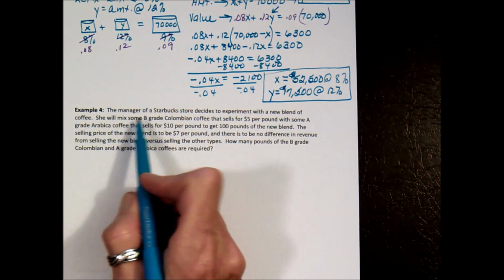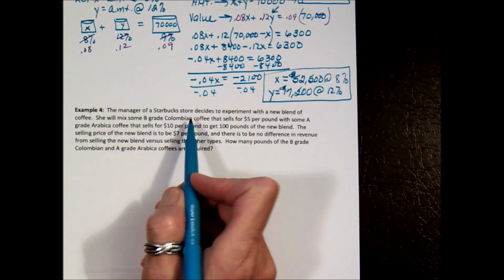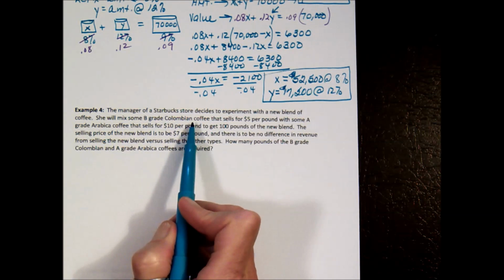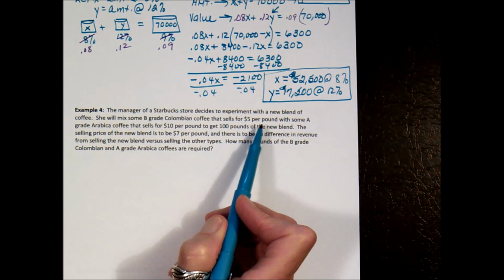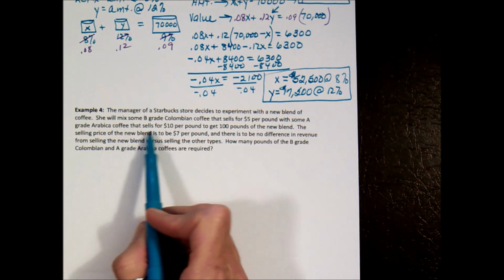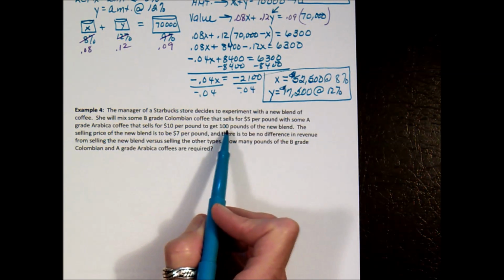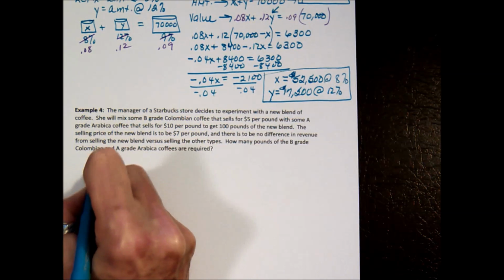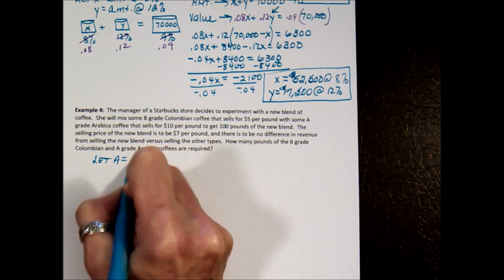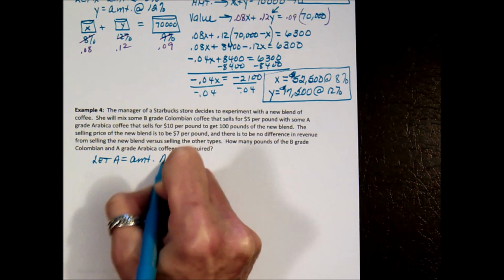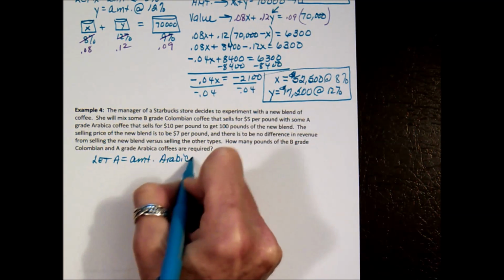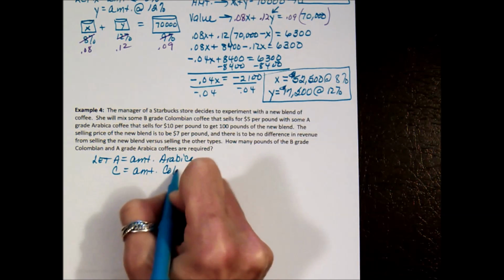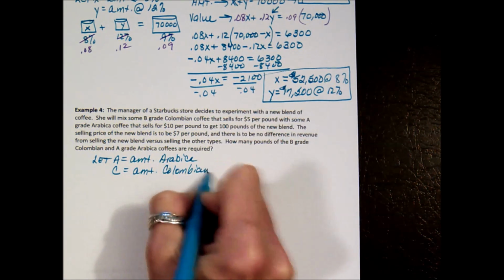The manager of a Starbucks store decides to experiment with a new blend of coffee. She will mix some B-grade Colombian coffee that sells for $5 a pound with some A-grade Arabica coffee that sells for $10 per pound to get 100 pounds of the new blend. Now let's stop there for just a minute. Let's get organized. So let's let A equal the amount of the Arabica, and we will let C equal the amount of the Colombian coffee.